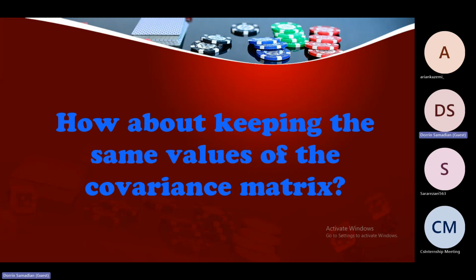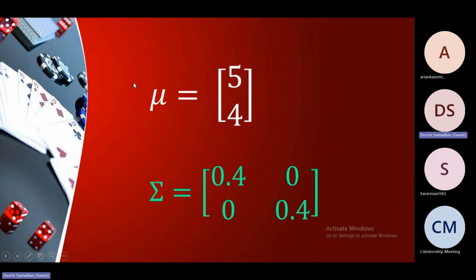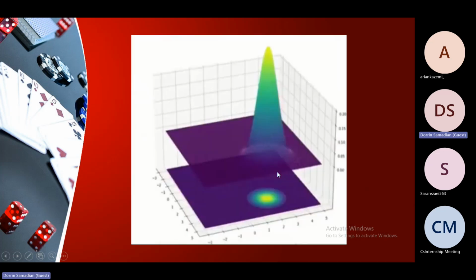Alright, in contrast, imagine keeping the covariance matrix the same, but varying the mean values this time. Please focus on the mean values which I want to show you. Look here. We've got the values 5 and 4 for the mean value, and the covariance matrix, which is denoted by sigma, has these kinds of values. See what happened? There becomes a new diagram.